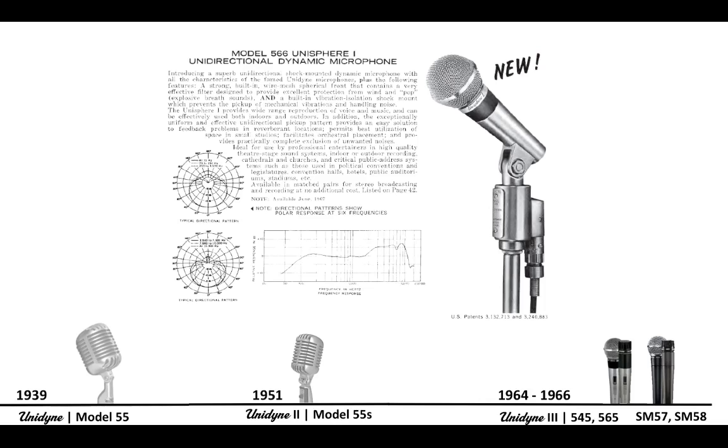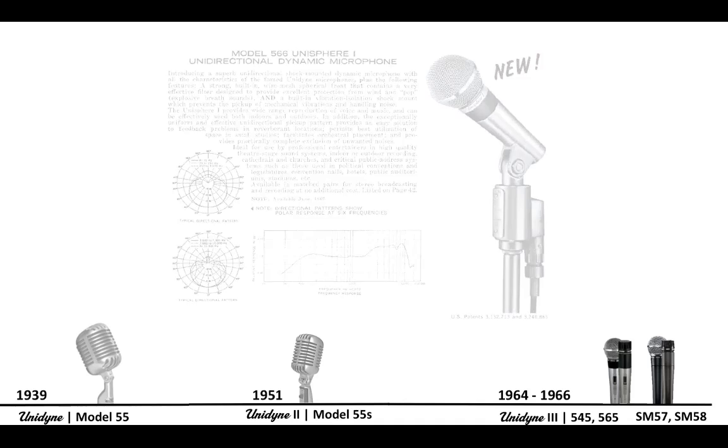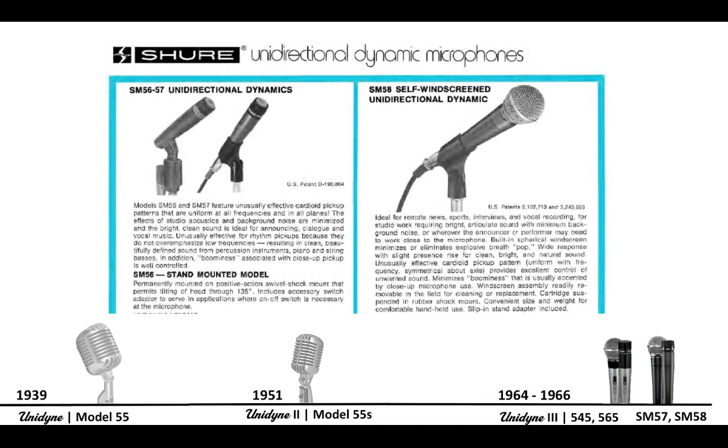And the 565, not only did it allow you to finally get the microphone close to your mouth and hold it in your hand, but it also cut down on plosives and wind noise. Those two microphones, the 545 and the 565, were the predecessors to the SM57 and the SM58. So we're fortunate to be celebrating 50 years of the SM58 this year, which is pretty remarkable to have a mic still the world's best-selling microphone.